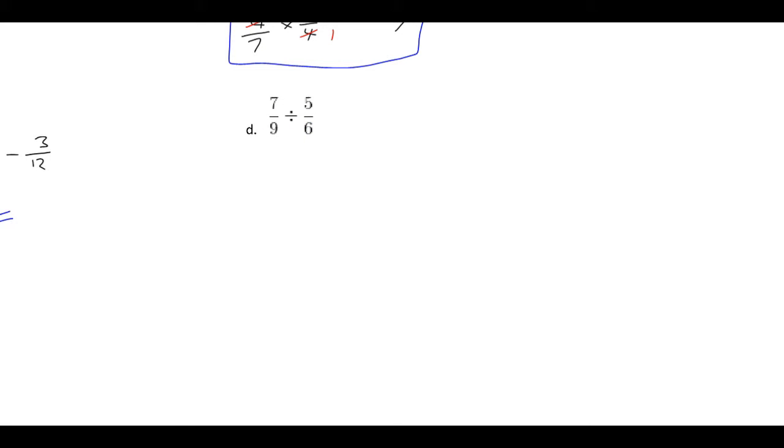So when we divide, all we do is we flip the second one. This is a really important thing. We flip the one we're dividing by, over. So we have 7/9 divided by 5/6. That's the same as 7/9 times 6/5.